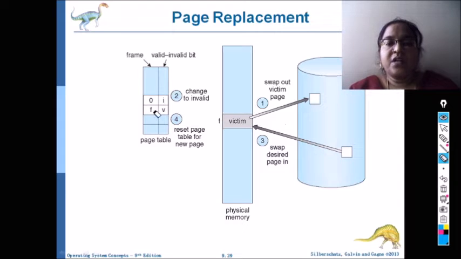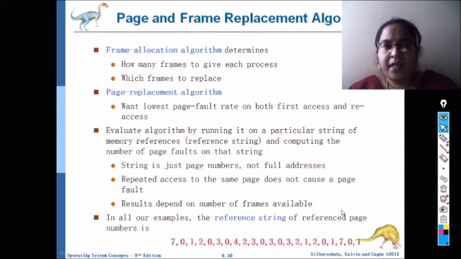For the page which you have brought in, you enter that frame number here. It was invalid, and you have changed that to valid. This entry is 0, just to say that it is no more available, so it is not indicating any information right now, because this is an invalid reference. Like this, page replacement will be taking place.